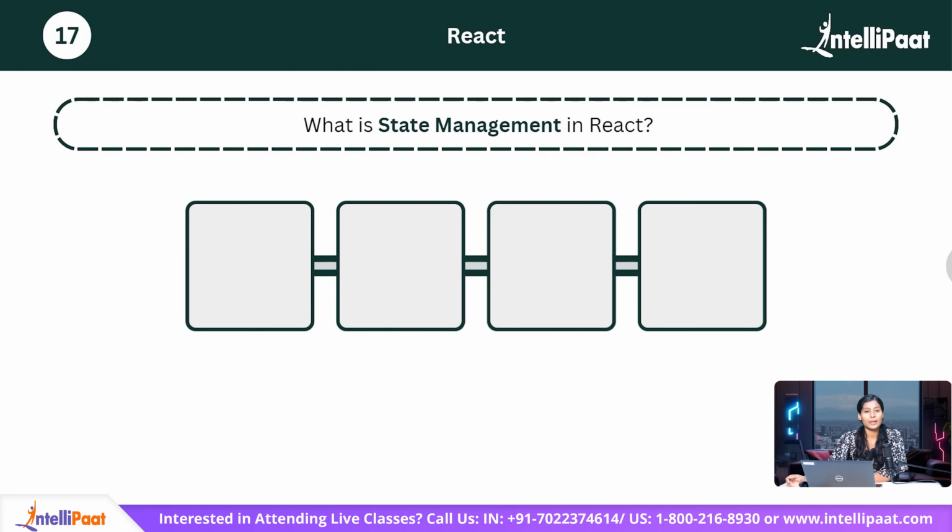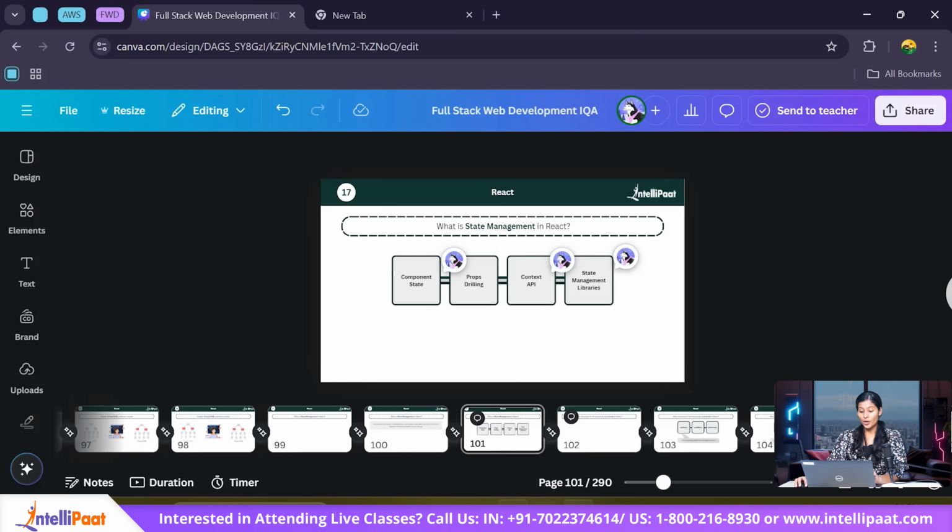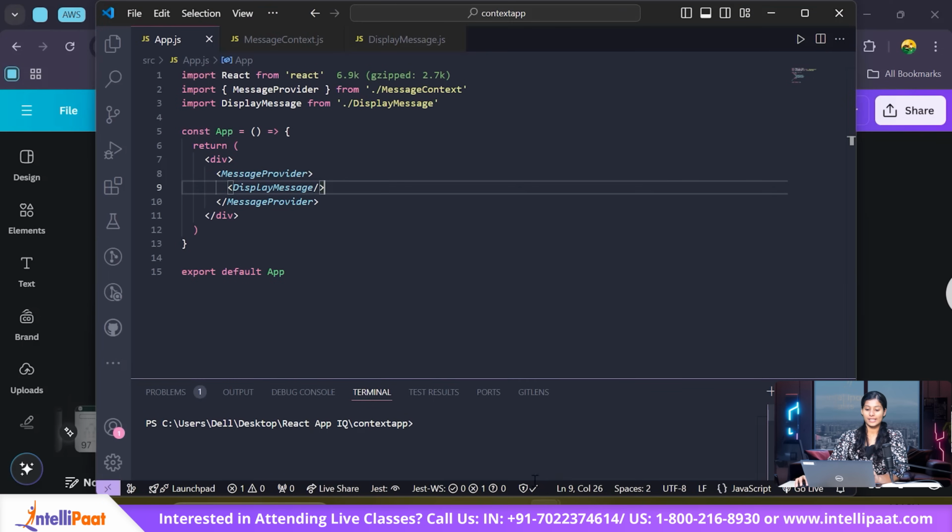Now, there are multiple types of state management in React. There is component state, props drilling, context API, and state management libraries. Component state is like your useState and useEffect. Props drilling is an important and interesting concept here.